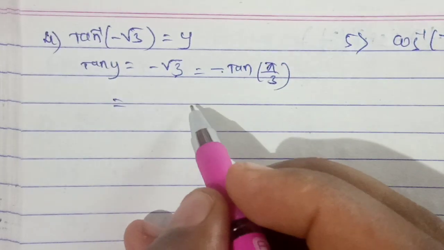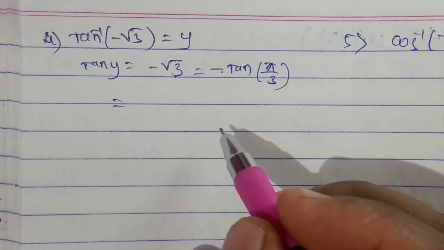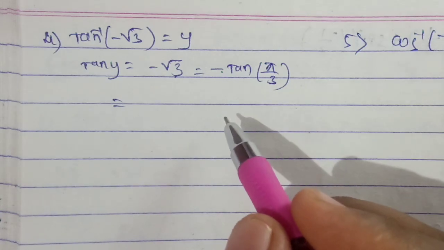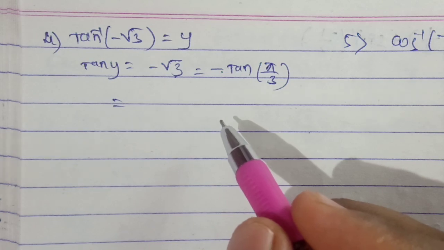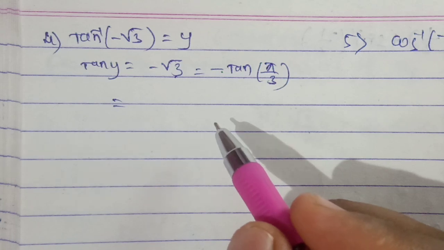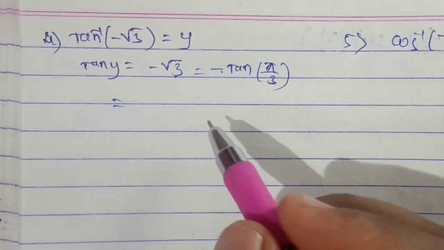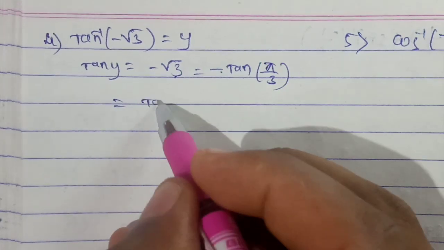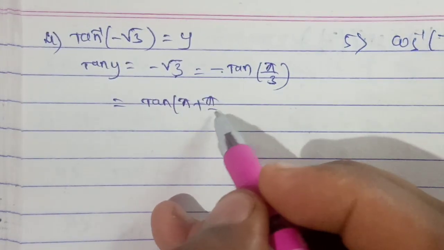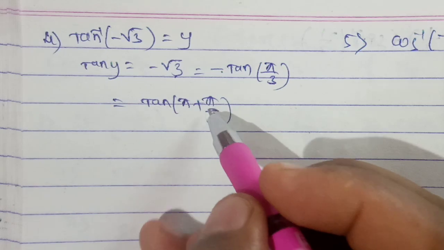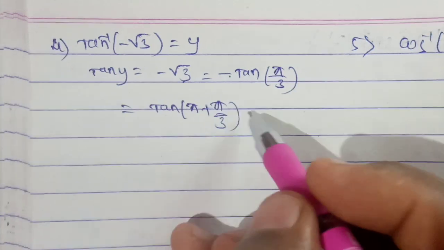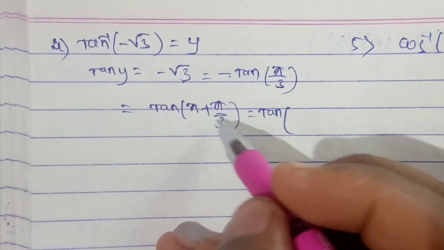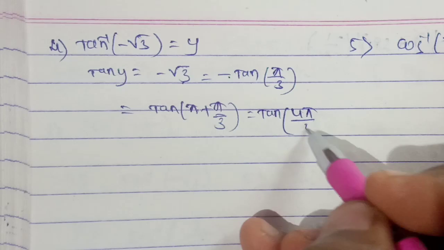Here we know that tan value will be negative in the second and fourth quadrant. If I consider the fourth quadrant, it will be out of range. That means the tan range is the open interval minus pi by 2 comma pi by 2. I am going to consider the third quadrant, tan of 180 plus theta. Here tan will be negative, that means minus tan pi by 3. If I simplify, I get 4 pi by 3.